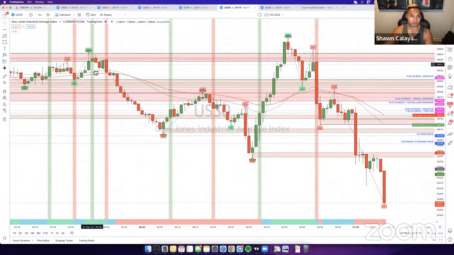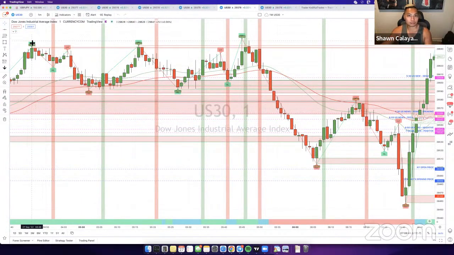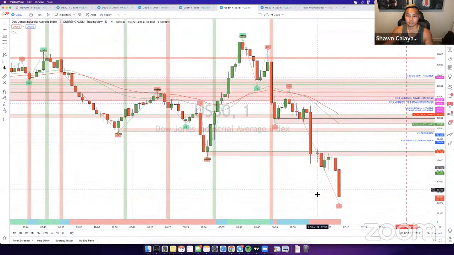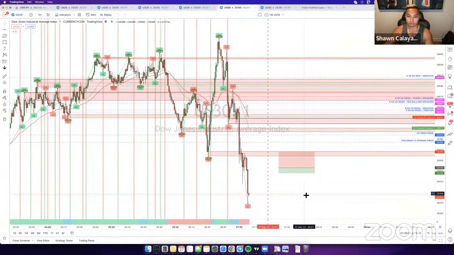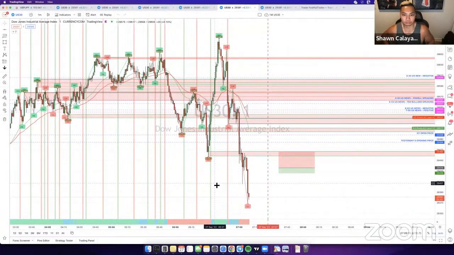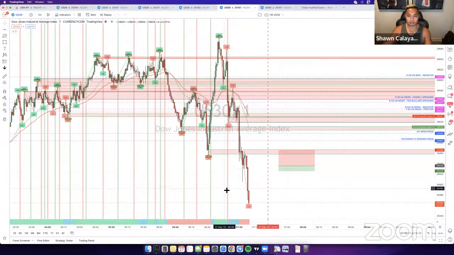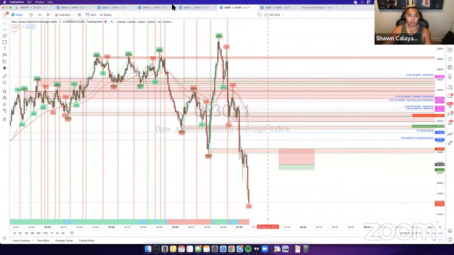So the zones up here got adjusted. Not that it's relevant. I don't think price is going to come back up here, but let's update them for now. All right. So nothing for us to take, guys. Unfortunately, price is dumping right now, but there's no availability for us to make an entry at this point.